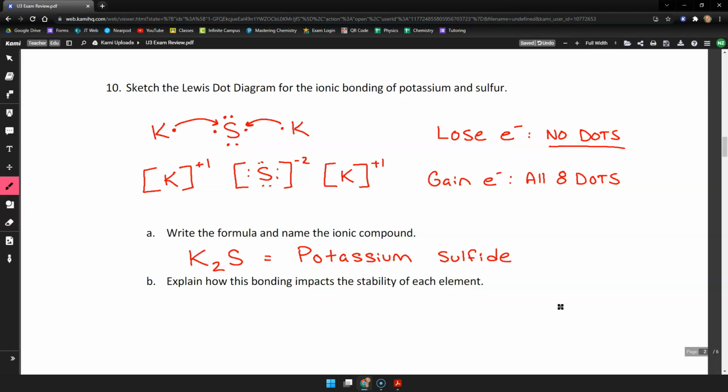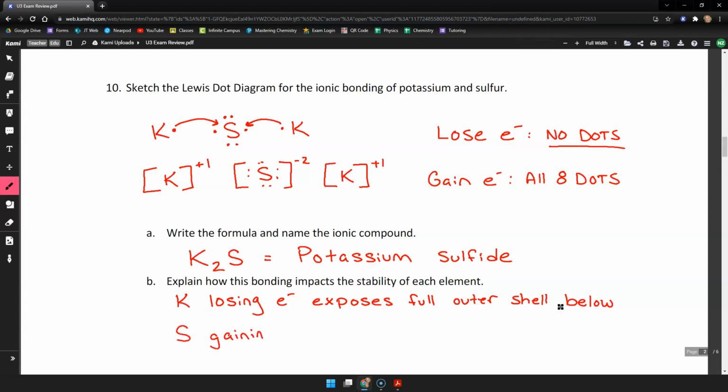Explain how this bonding impacts the stability of each element. Okay, so potassium losing electron exposes a full outer shell. Full outer shell below. Okay, and then you have sulfur. Sulfur gaining electrons fills outer shell completely.